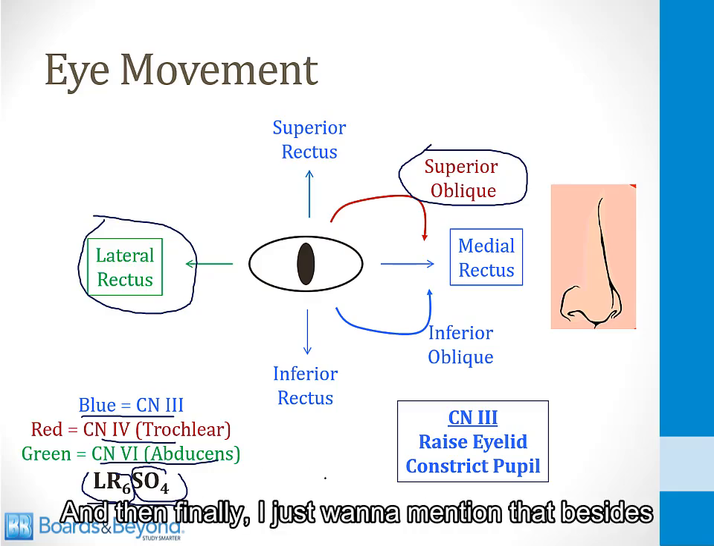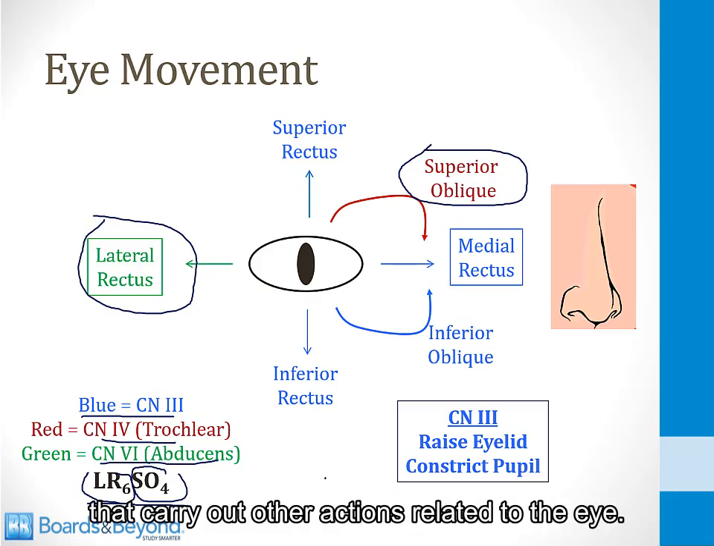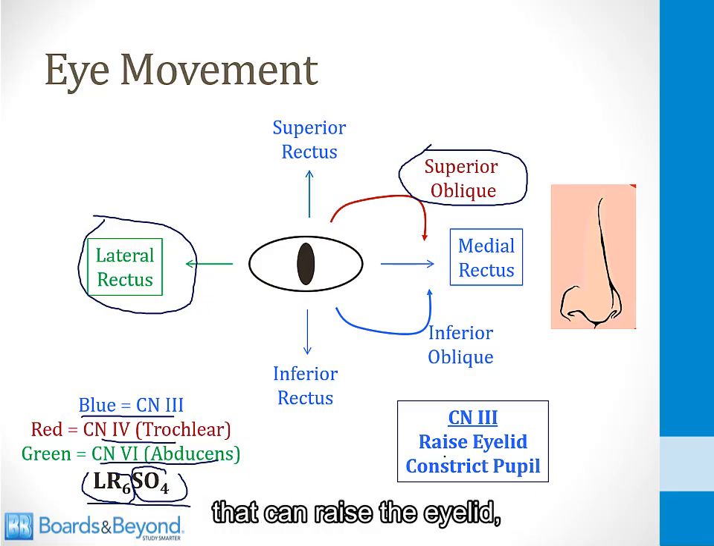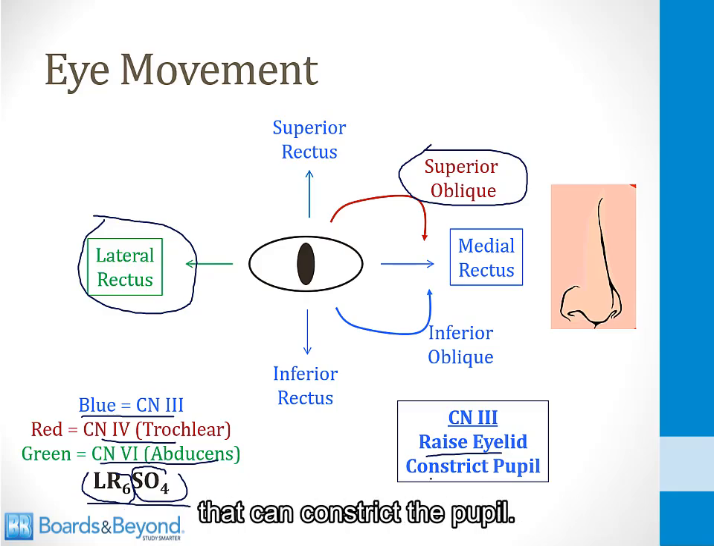Finally, I just want to mention that besides eye movement, cranial nerve 3 innervates some muscles that carry out other actions related to the eye. Cranial nerve 3 innervates muscles that can raise the eyelid. It also carries parasympathetic fibers with it that can constrict the pupil.